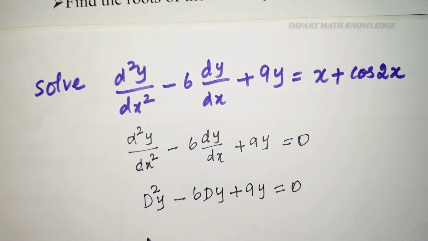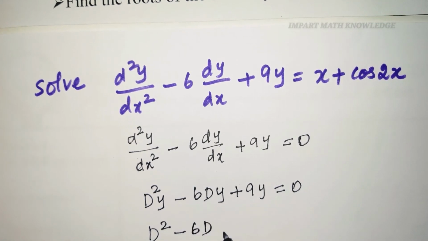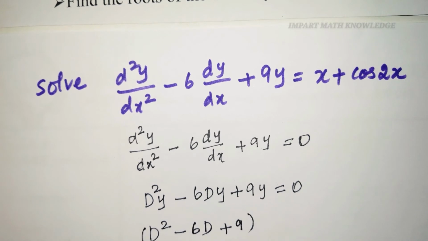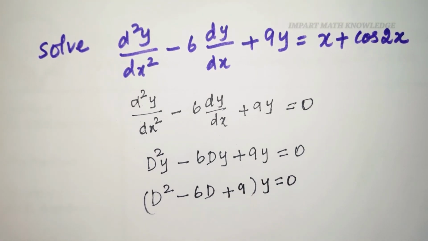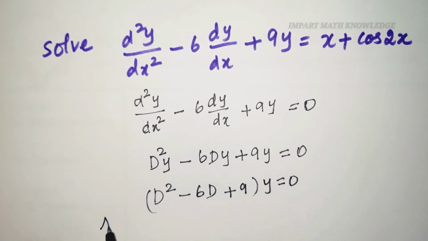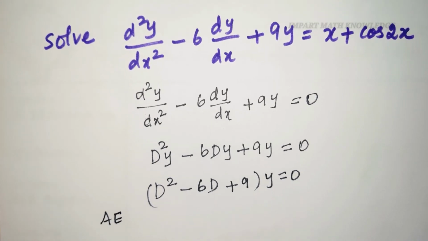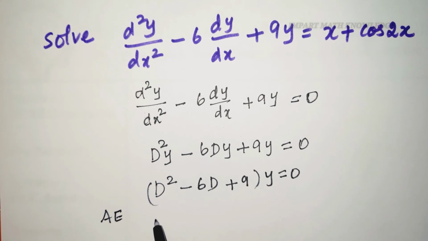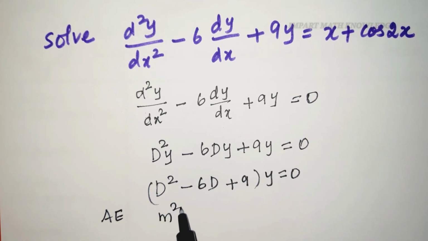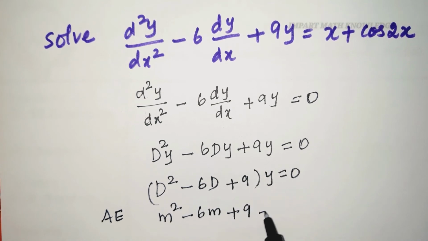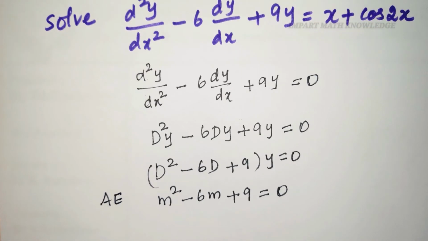Then (D² minus 6D plus 9) y equals 0. After that, we have to write the auxiliary equation. The auxiliary equation, replacing D by m, is m² minus 6m plus 9 equals 0. We have to find the roots of the auxiliary equation.